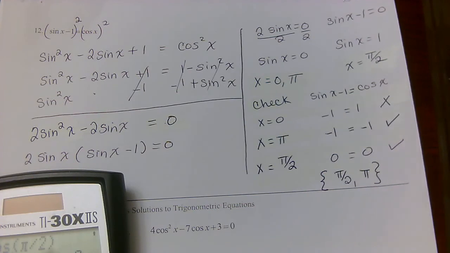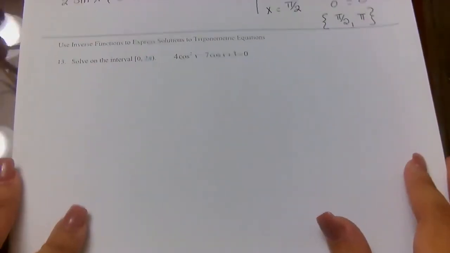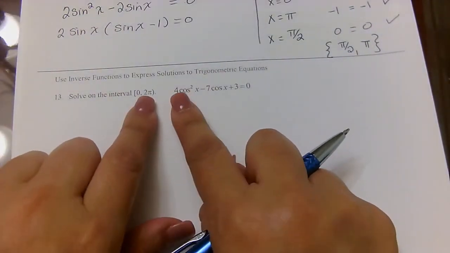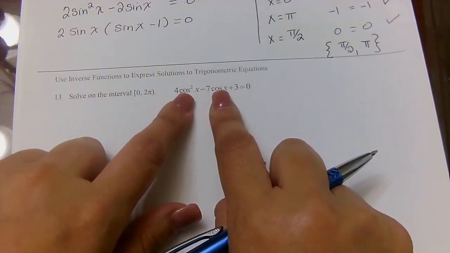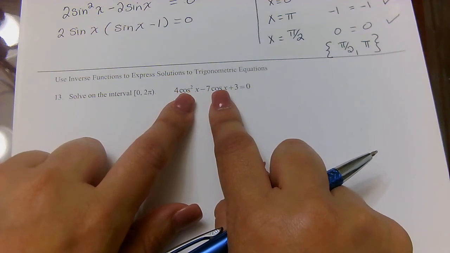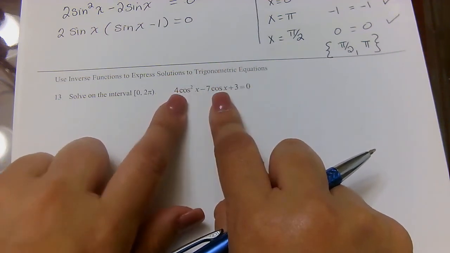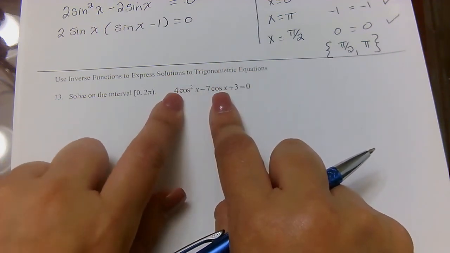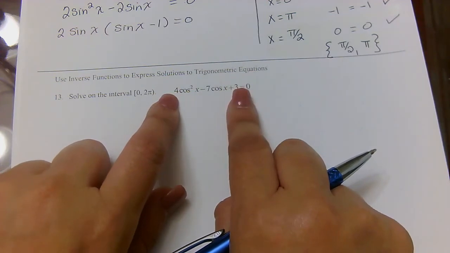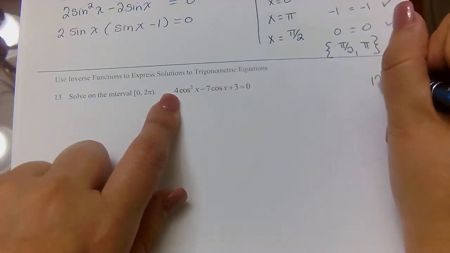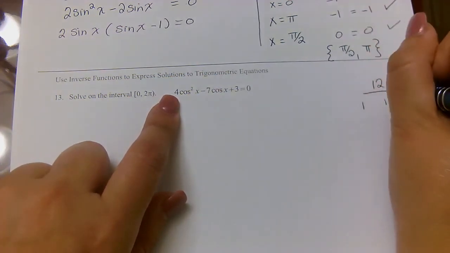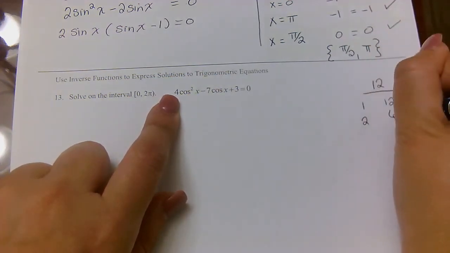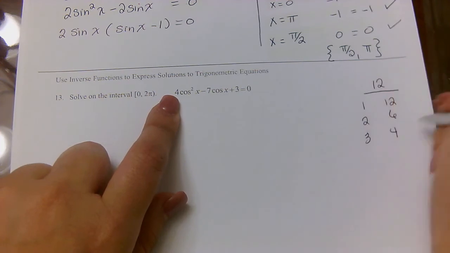Okay? Last problem. Alright, so now we're given an interval, and this is going to be our equation. We do have matching trig functions, so this is going to be factoring by groups. I'm going to go ahead and do this one again for you. We did an a times a c, so a 4 times a 3, which is 12. I'm going to go ahead and solve all my factors of 12, which is 1 and 12, 2 and 6, and 3 and 4. Okay?